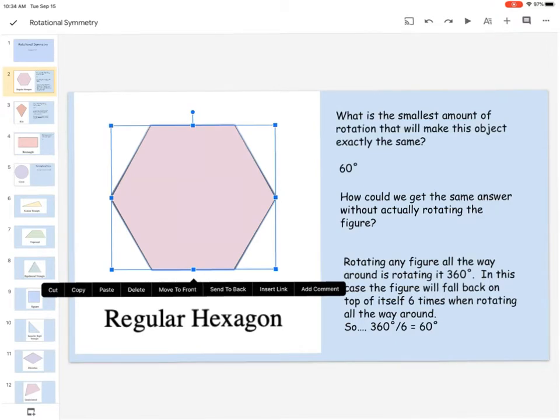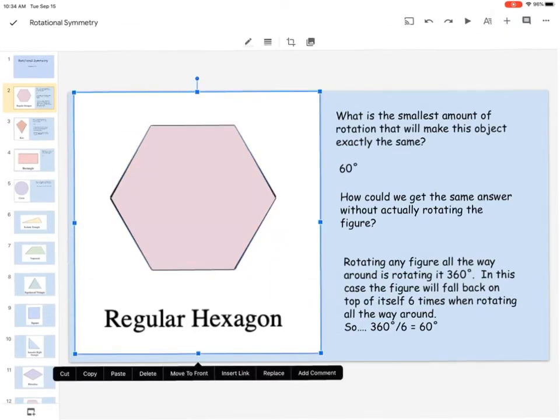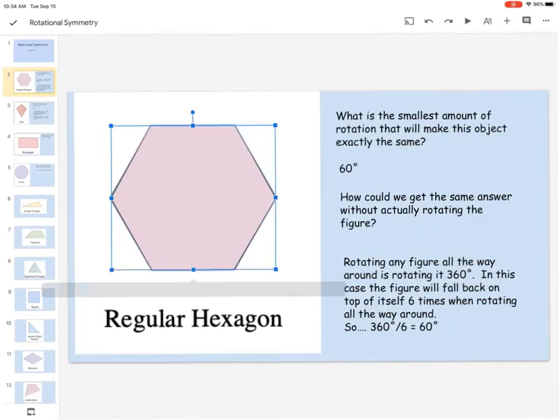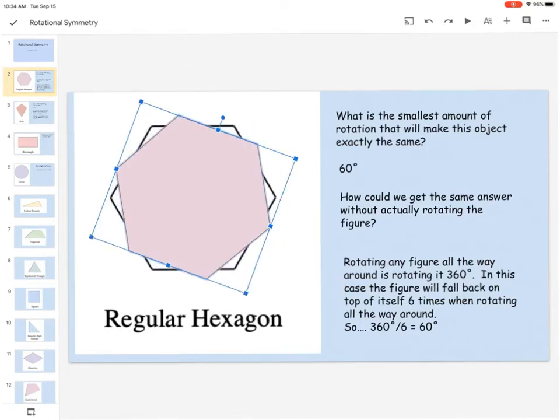So you're going to see all the information here on the screen at once, but I'm going to go through it just like it was a presentation. The first thing that I'm going to want to do is say, what is the smallest amount of rotation that will make this object look exactly the same? As I'm rotating this object, if I were to rotate it like 20 degrees, it doesn't look like it's right on top of the other image. In other words, I can still see the figure behind it.